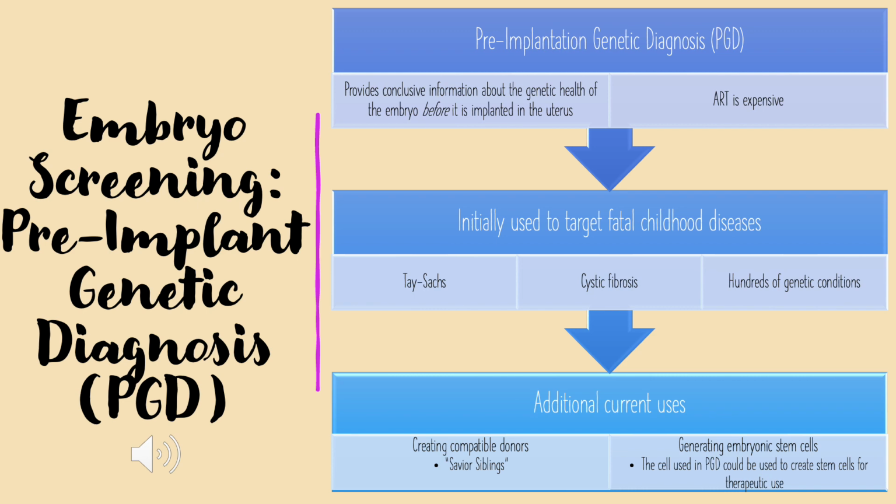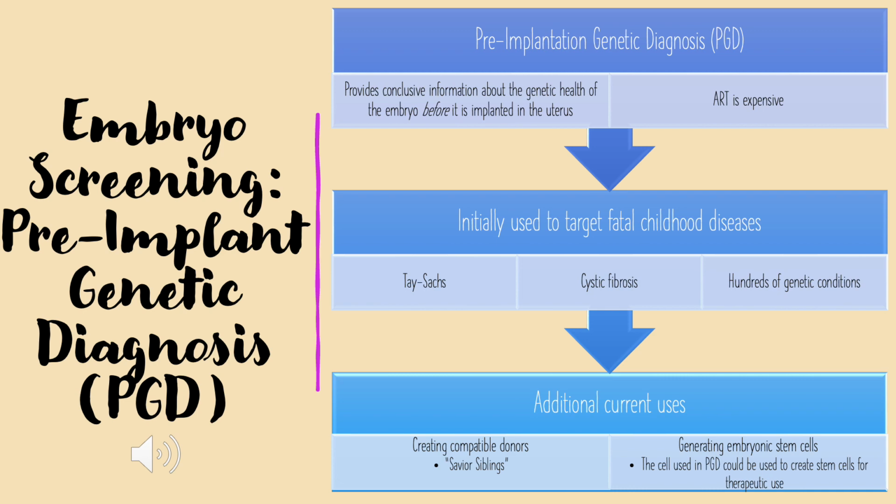PGD was also used to help create compatible donors that would be called savior siblings. So if you had a child that, say, had leukemia and needed a bone marrow transplant, you could create a child using ART as a sibling that you could specifically look for that they would be genetically compatible to be the living child's donor of that bone marrow. Or their stem cells could be used at birth to serve the needs of their living sibling, or their cord blood at birth.